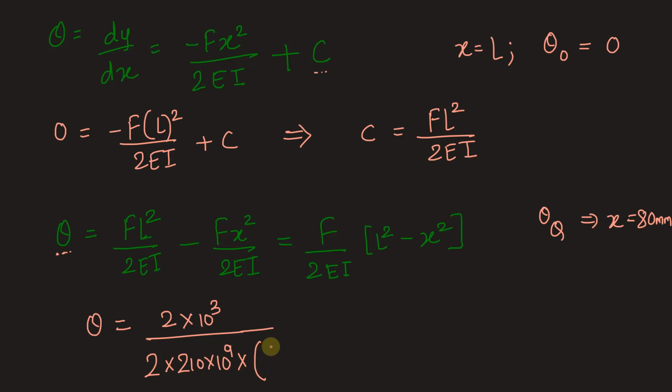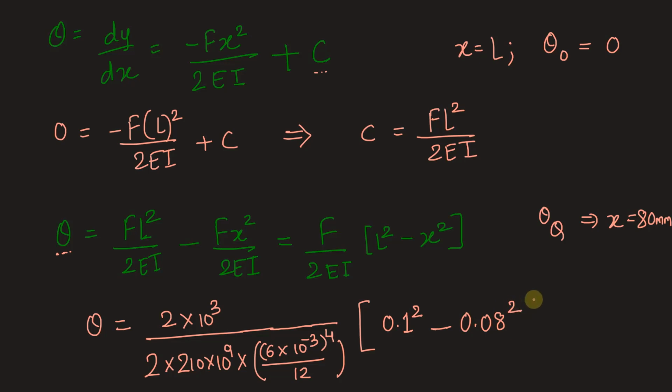A is 6 mm. Let's convert it to meter: 6 into 10 to the power minus 3 meters, raised to 4, divided by 12. You have to be careful while putting all these values. What value is raised to which power should be carefully written. So this is our constant value, into L, which is 100 mm. We'll convert that also to meters. So we have 100 mm as 0.1 meters, square of it, minus 80 mm as 0.08 meters, square of it.